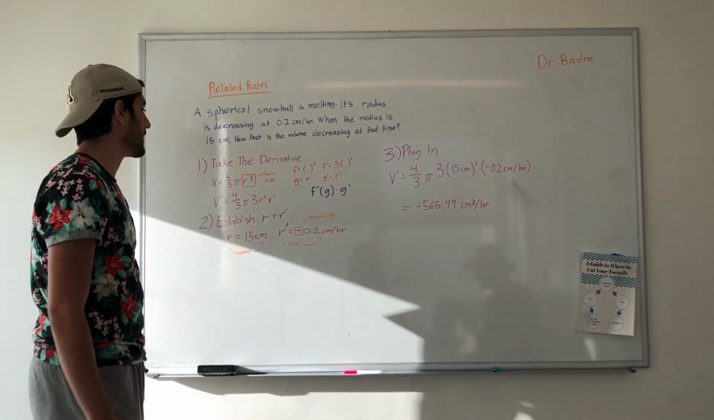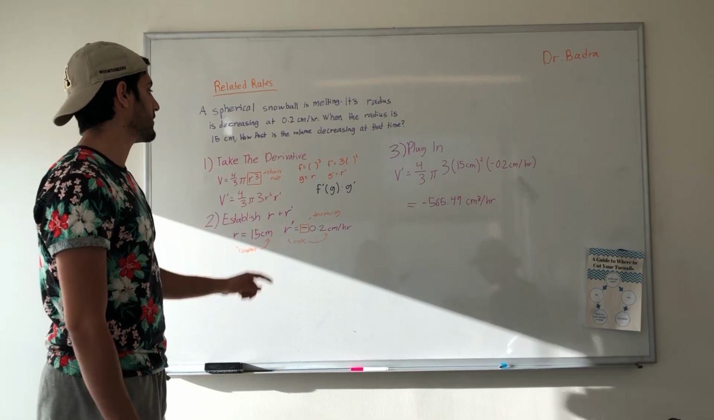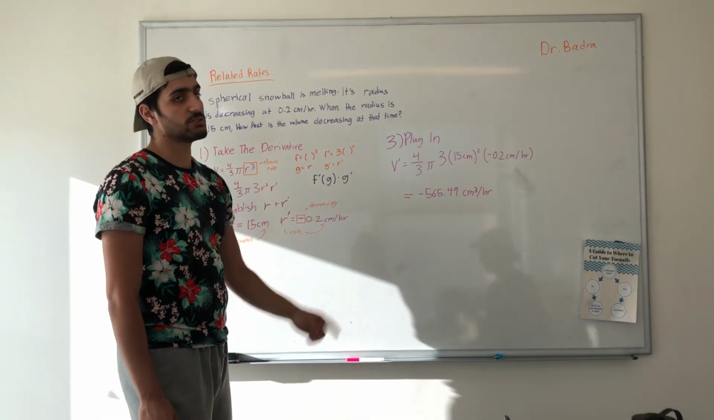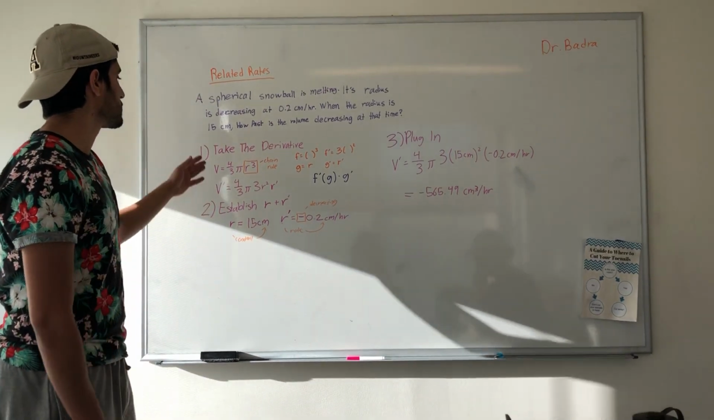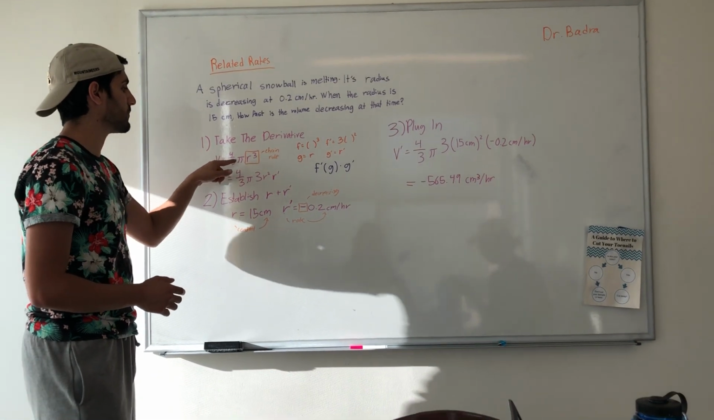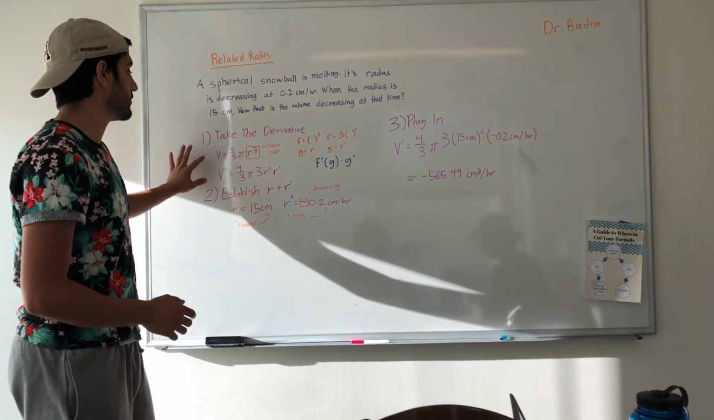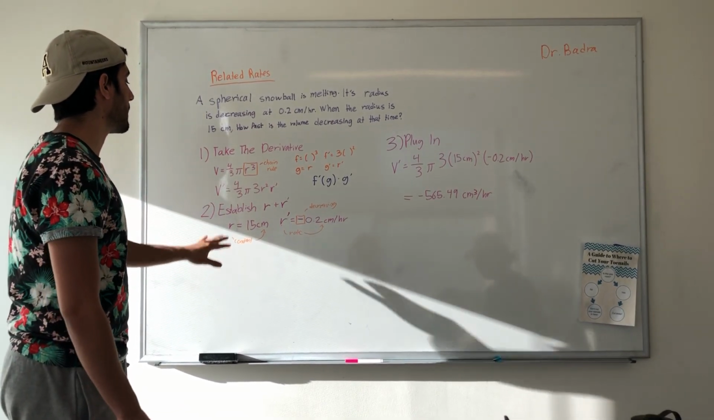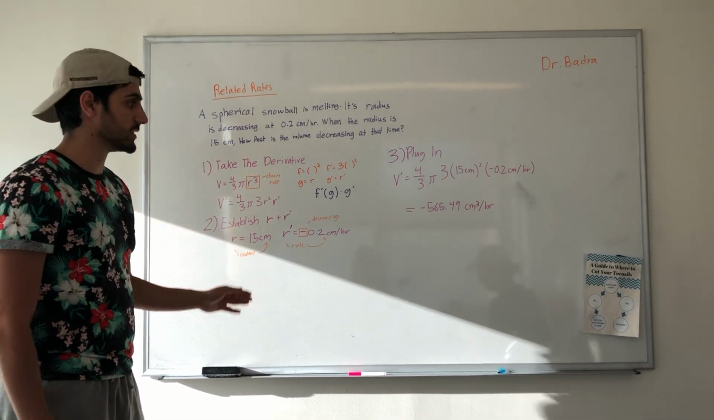So we have three steps that we've got to take. First, you've got to take the derivative, and then you've got to establish r and r prime, and then the third step is that you plug in and you get your answer. So for the first step, the volume equation for a sphere is 4/3 pi r cubed. But in order to get the derivative, since we're looking at a rate, you've got to take the chain rule of the r prime, and these two you don't have to worry about because they're constants.